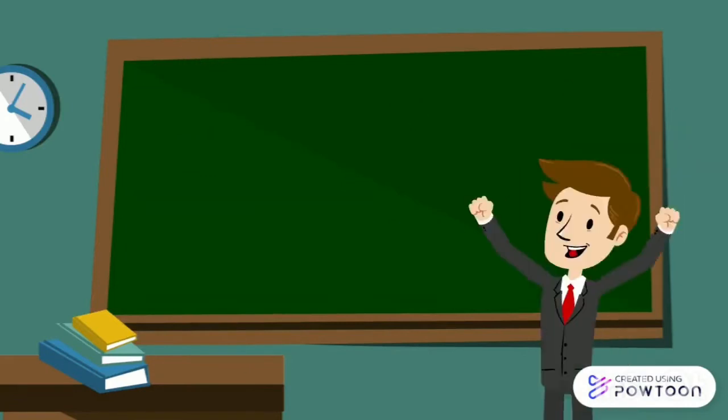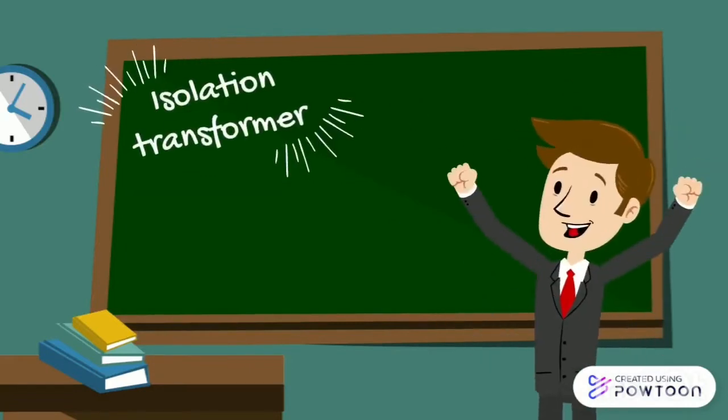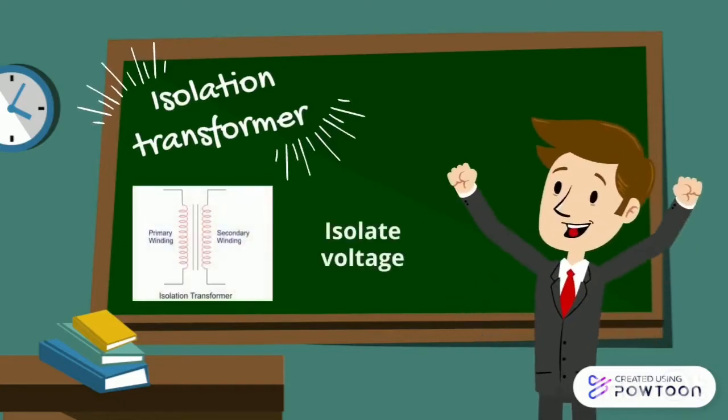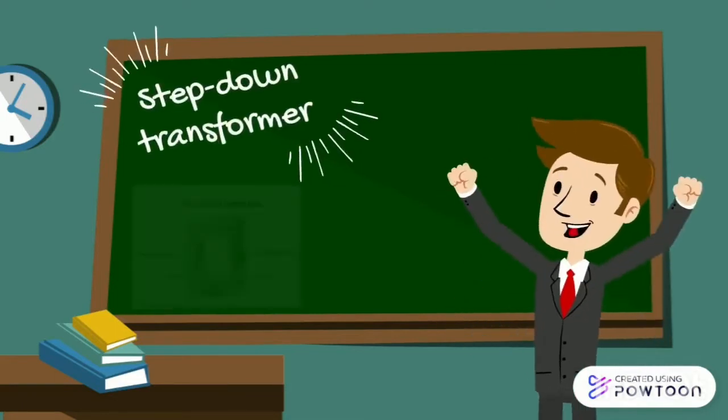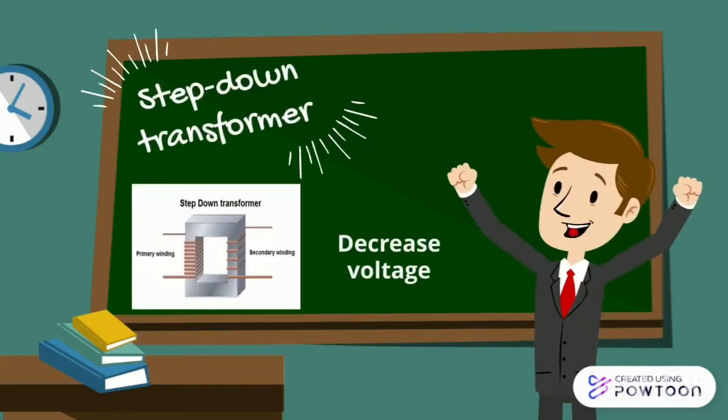For the isolation transformer, it isolates voltage because the number of primary winding is the same as the number of secondary winding. For the step-down transformer, it decreases voltage because the number of primary winding is more than the number of secondary winding.